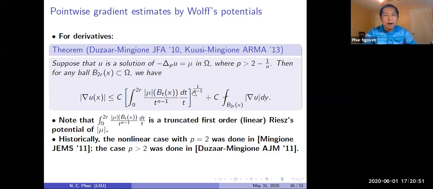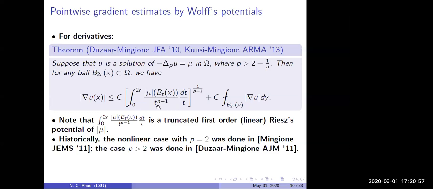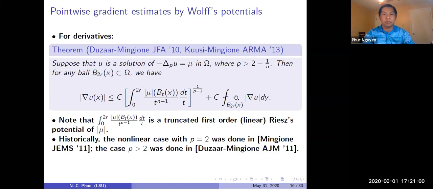And the power of p here is outside the one-dimensional integral. It's outside. So basically, this is a linear potential raised to the power 1 over (p minus 1), plus some tail here. This is reasonable because this is a local problem. As I said, this is just a truncated first-order linear Riesz potential of the measure mu. And historically, the case p equal to 2 was done from the work of Mingione, and the case p bigger than 2 was done in Mingione. But in that paper, the power 1 over (p minus 1) was inside the one-dimensional integral.